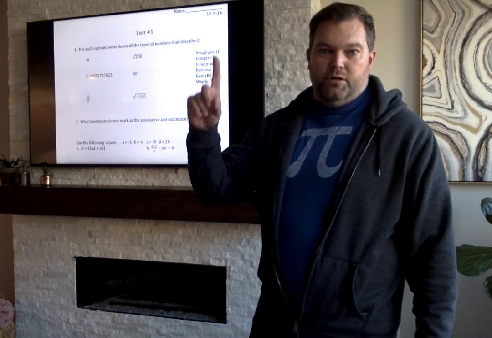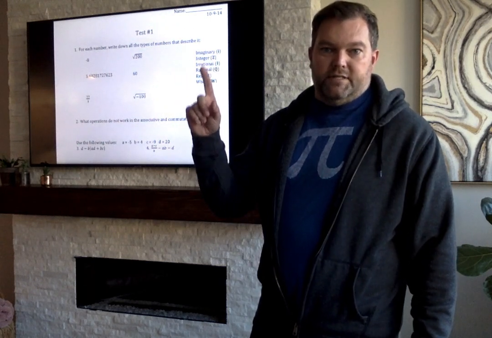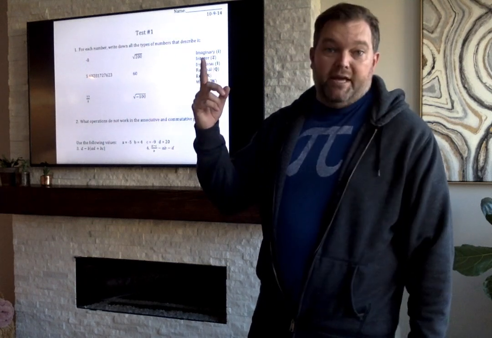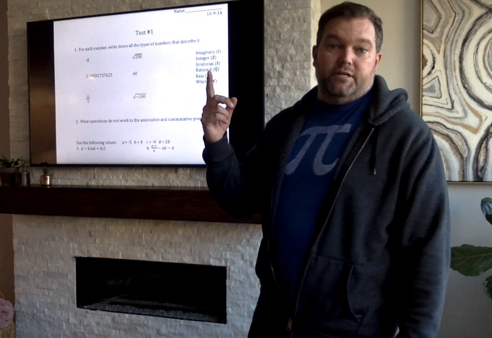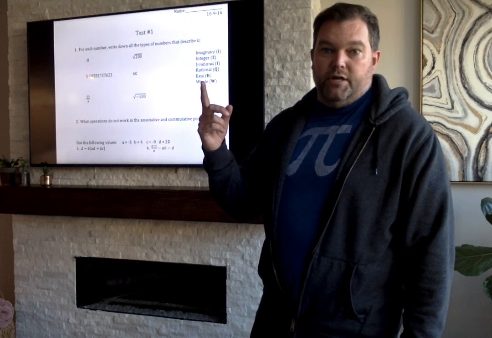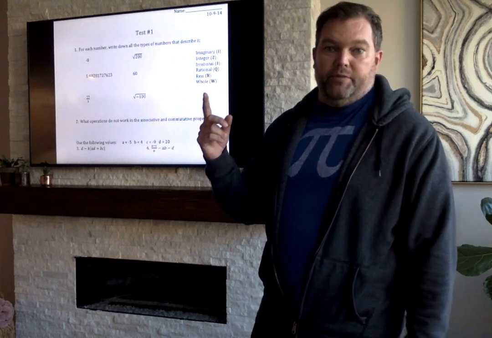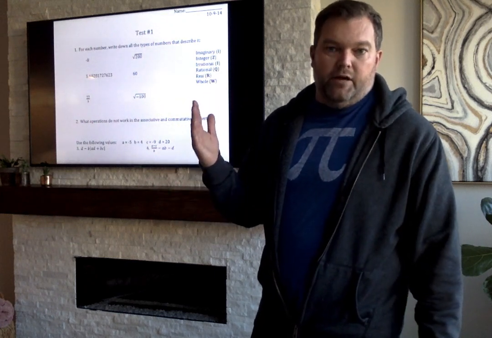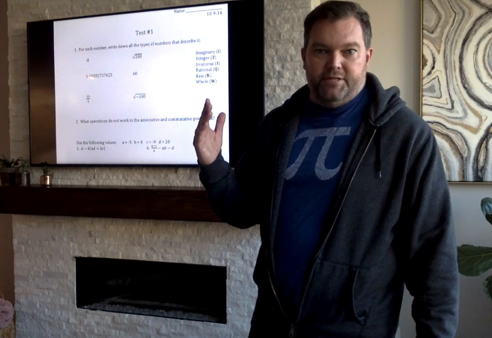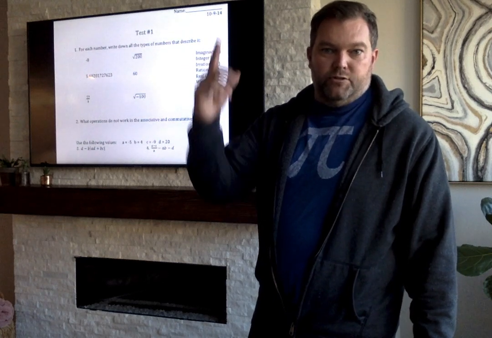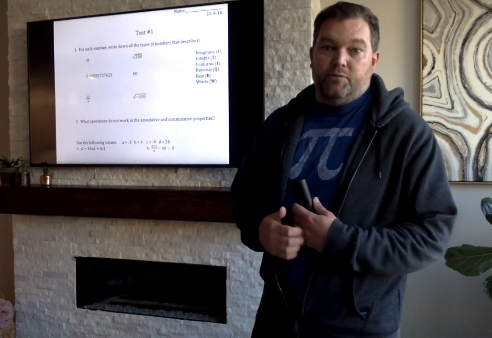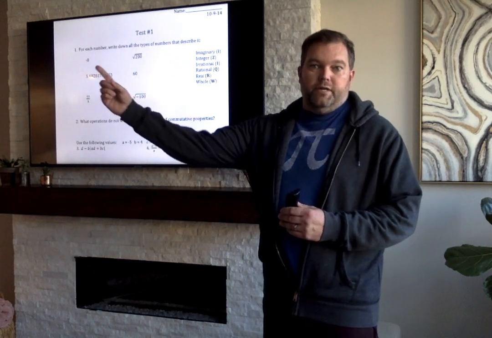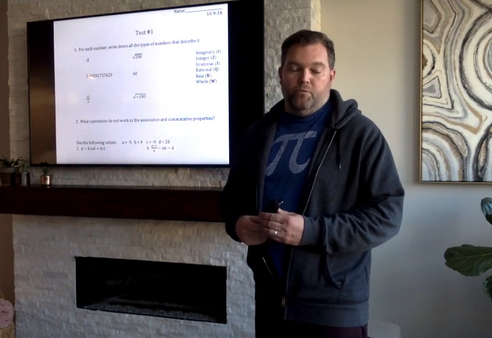So up here in the corner on this little list are the types of numbers that we've talked about. So there's imaginary, integers, irrationals, rationals, real numbers, and whole numbers. These capital letters next to them are what they are technically abbreviated to. We didn't talk about that this year. You can see that this was done in 2014, so something we talked about a while ago, but we didn't talk about this year. So we're going to go through and label each of these numbers appropriately.